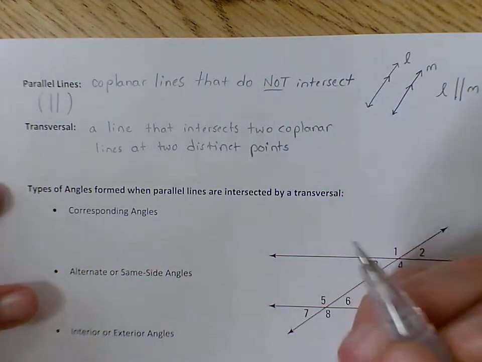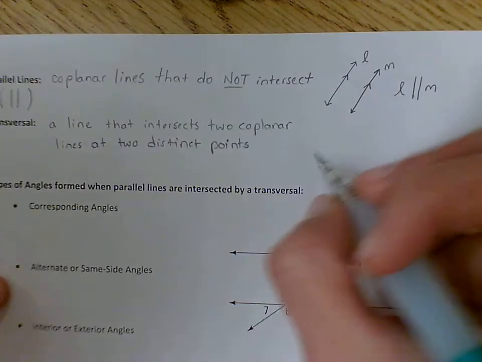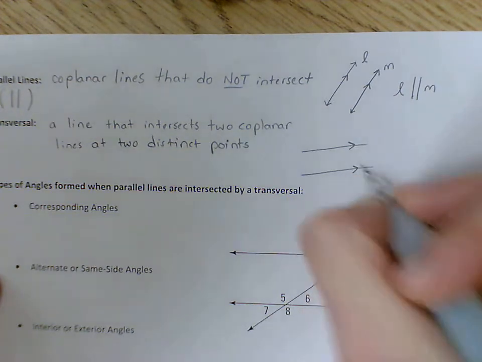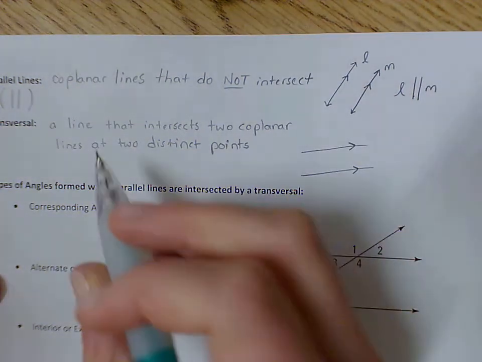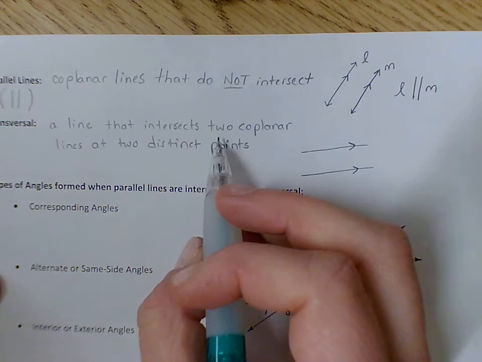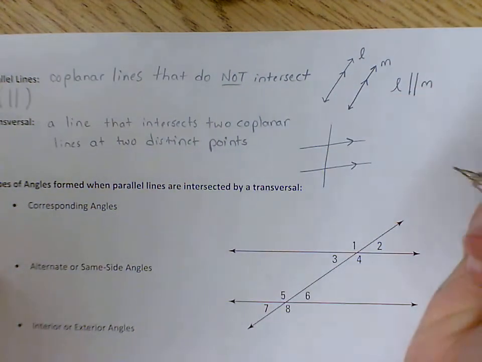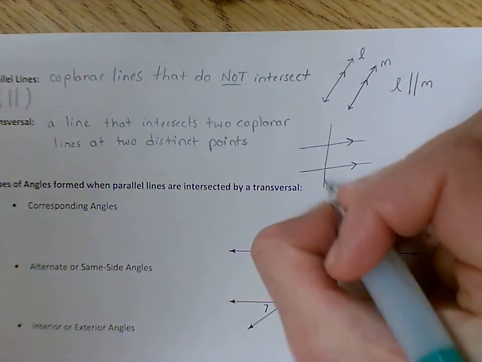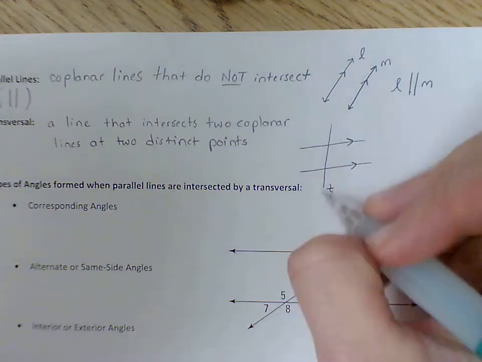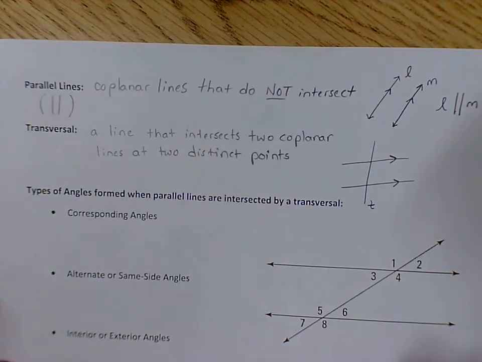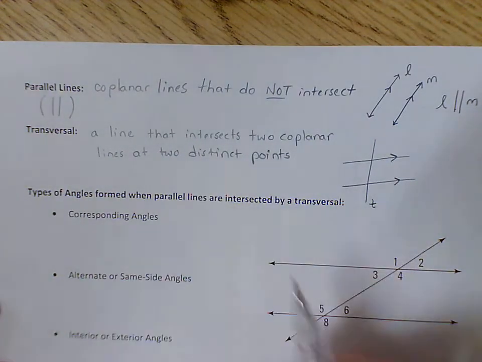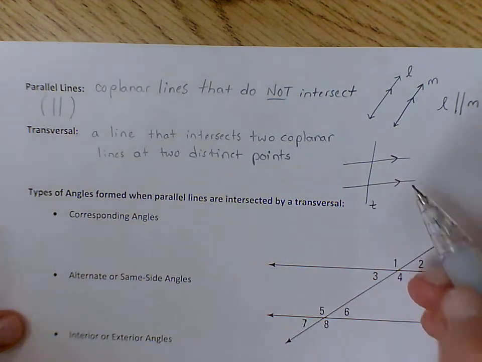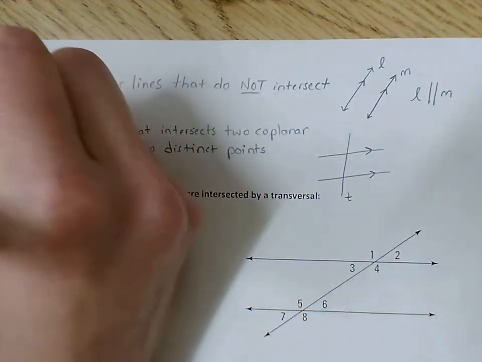And it's going to cross them at two points. So for instance, if we had a couple of parallel lines, and remember to show that they're parallel, you put the same number of arrows. If I draw a line that crosses those two lines, that line would be called a transversal. This line right here, I'll put a T, would be called a transversal because it intersects those two lines at two different points. That's kind of what distinct means. So it could look like that, and T would be the transversal.